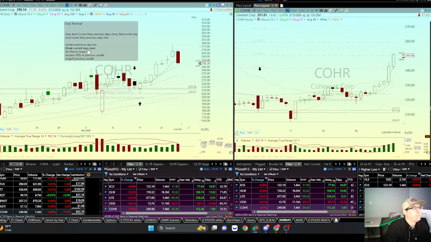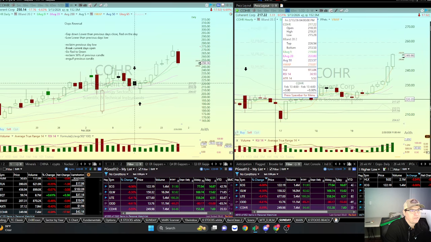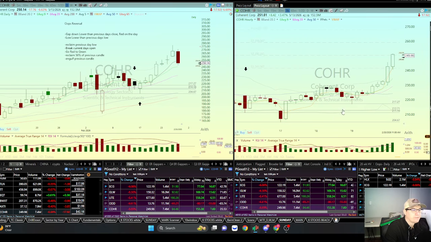The next trigger on this is previous day low, boom, we reclaimed it. Break current day's open. Boom, we reclaimed it. Go red to green. There's our red to green spot. That's the previous day's close, 217.20. There's another trigger at 217.20.